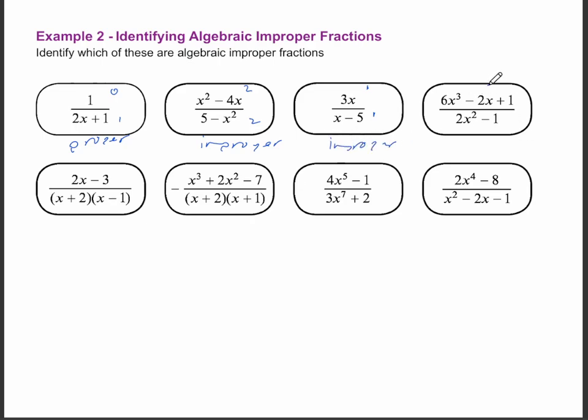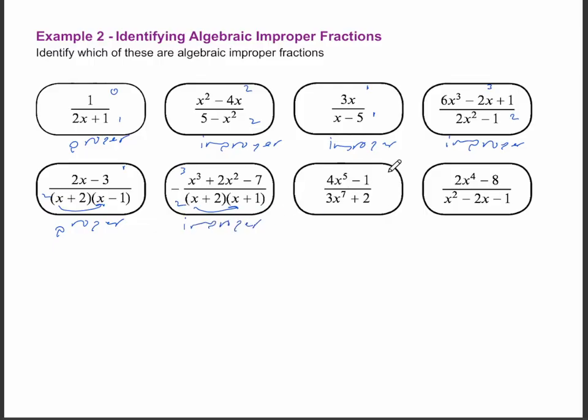At the top the highest power is 3, the highest power at the bottom is 2, therefore again improper. Here the highest power at the top is 1, the highest power at the bottom is 2 from x times x, x squared, therefore this is going to be proper. Here the highest power at the top is 3, the highest power at the bottom is 2 from here, x squared, therefore it's going to be improper.